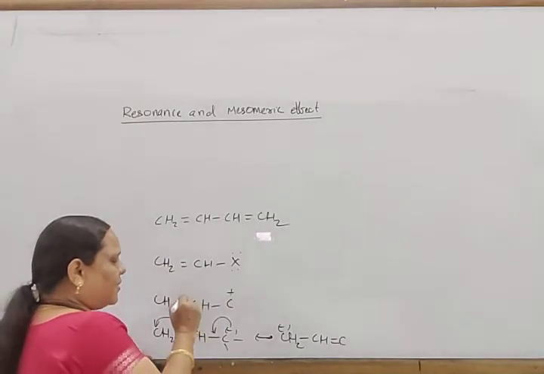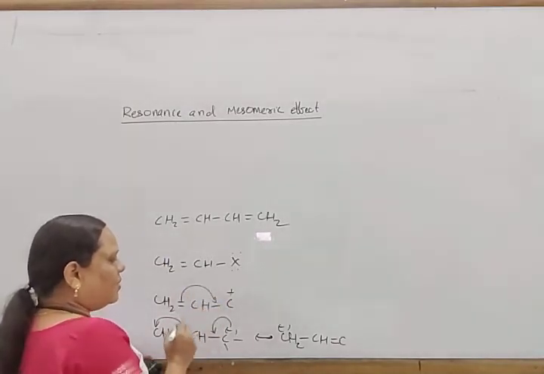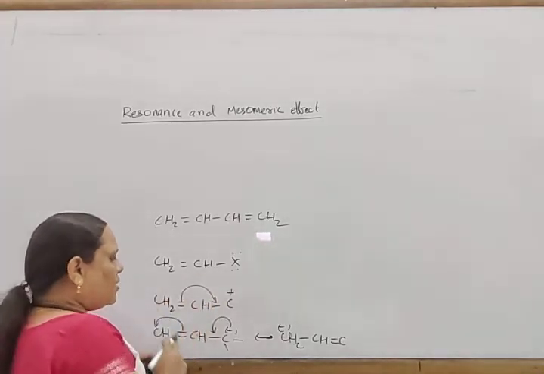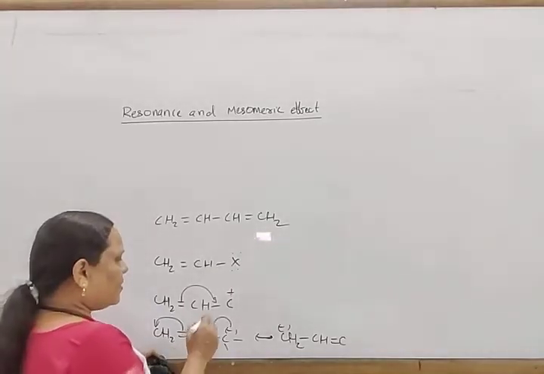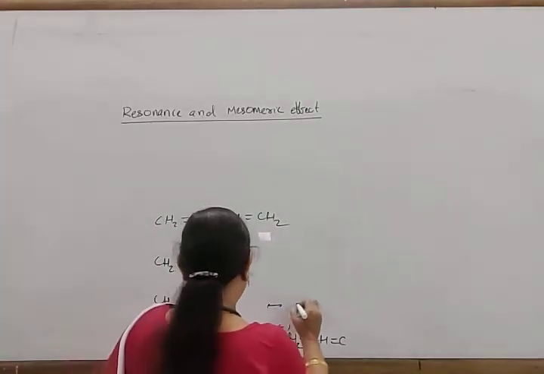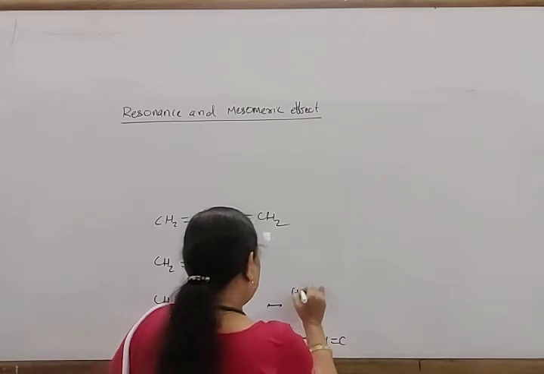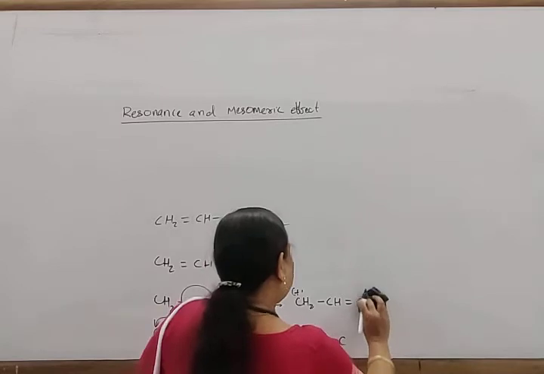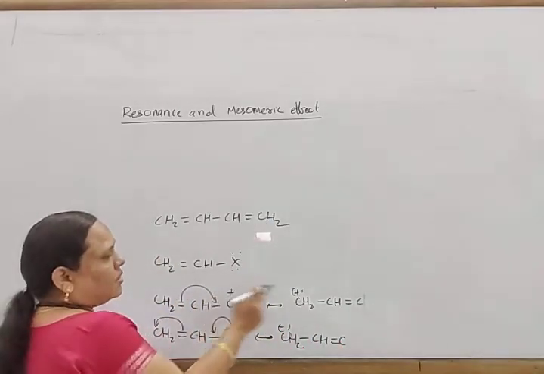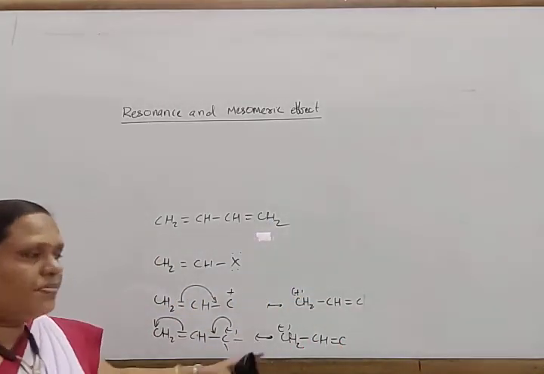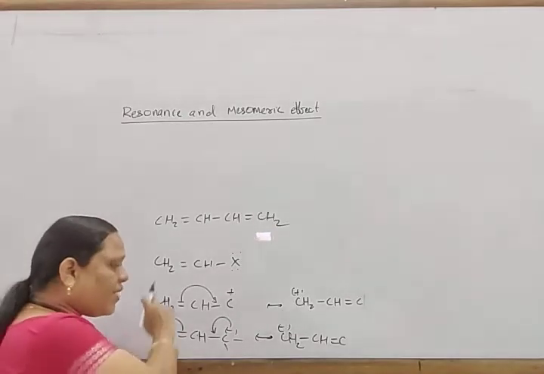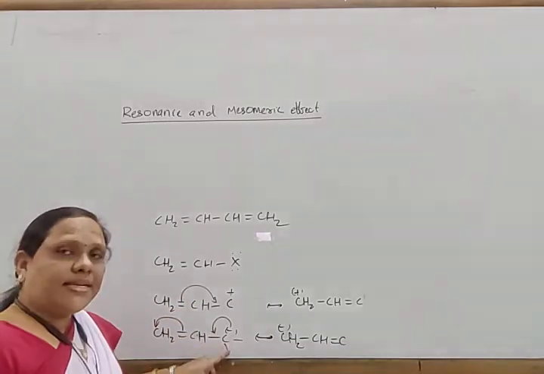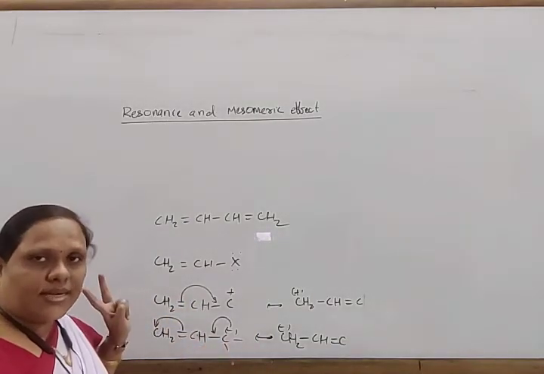And if a positive charge is present, then this electron pair comes here. So the resonance structure of this is CH2 with a positive charge, single bond CH, double bond C. If the electron pair comes here, then there is no charge. There should be no charge. And from where the electron comes, if this is neutral, then it carries a positive charge. If this carries a negative charge, then it carries no charge.